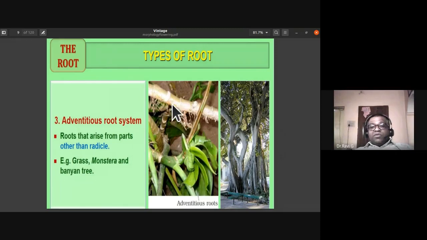Even in case of certain plants like the pandanus and others for mechanical strength, at the base of the stem, you find roots arising from the base of the stem and entering into the soil. They provide mechanical strength for the plants. So the stilt roots are also example for adventitious roots. So the prop roots, stilt roots, they're all examples for adventitious root system.